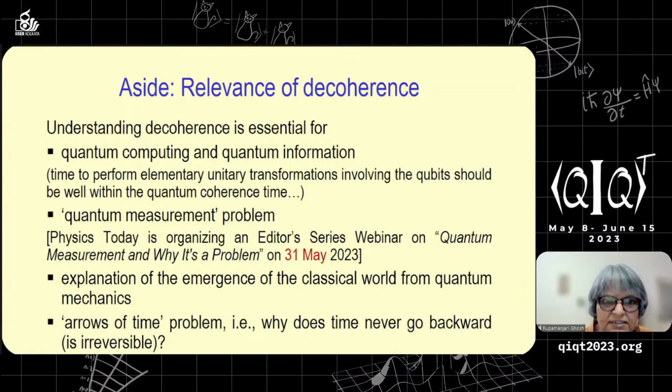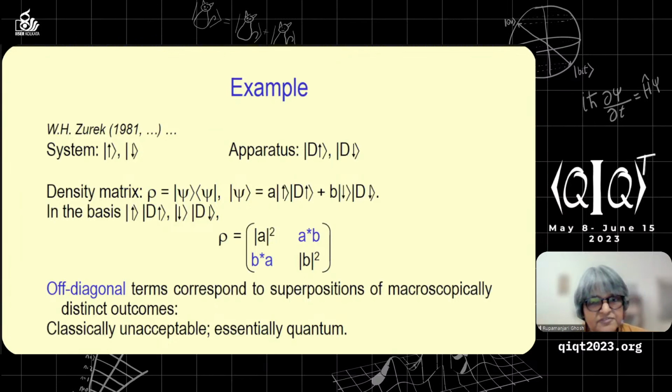I have called this an aside, but each of these four occupies a lot of research area and research output in physics. To give you an example of what decoherence is, let's take a very simple system of spin up and down. And let's say the detector is also spin up and down. And so you can create the density matrix of this combined system of system plus detector. And in the basis that you choose, up and down, the density matrix takes a simple form.